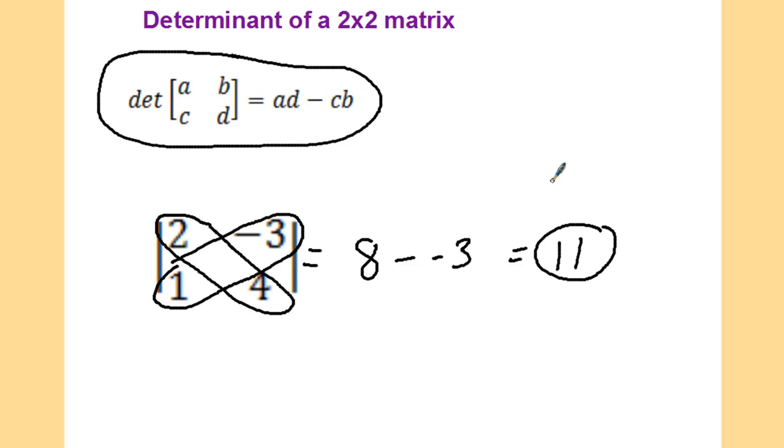And knowing how to find the determinant, we're going to be able to do a lot of other concepts that involve matrices, like being able to find the inverse of a 2 by 2 matrix. Okay, so that's finding the determinant of a 2 by 2 matrix.